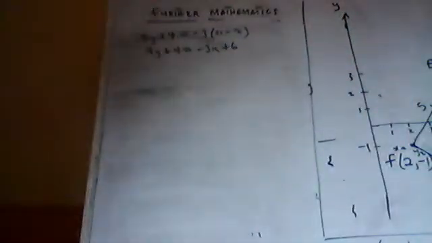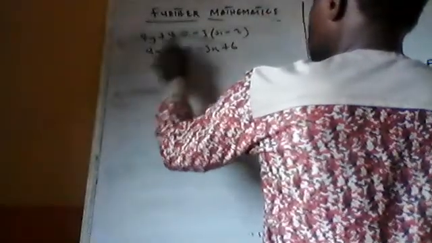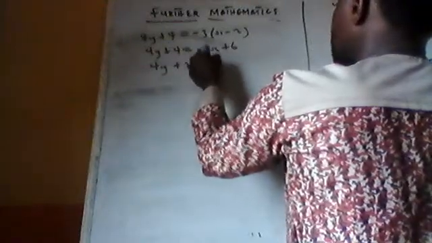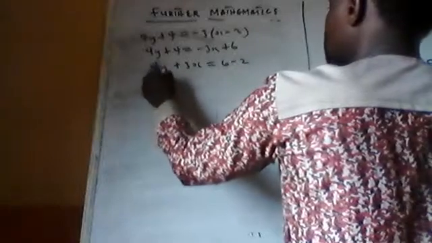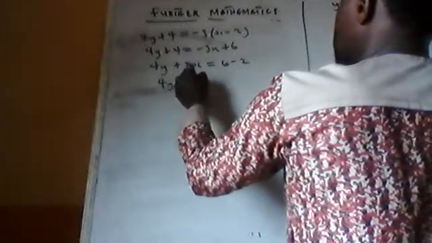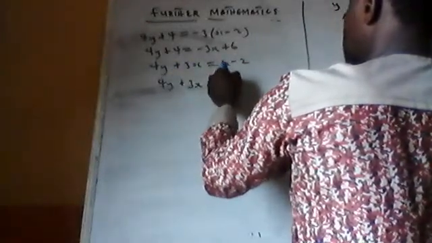Minus times minus is what? Plus 6. So that is clear to you. Good. Then that will now be what? 4y. I want to take this one to this side, so you change it to plus 3x equal to 6. This plus, come here, change to what? Minus 2. So we are having 4y plus 3x equal to what?